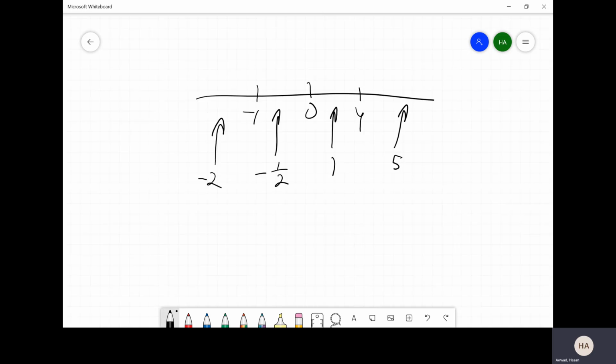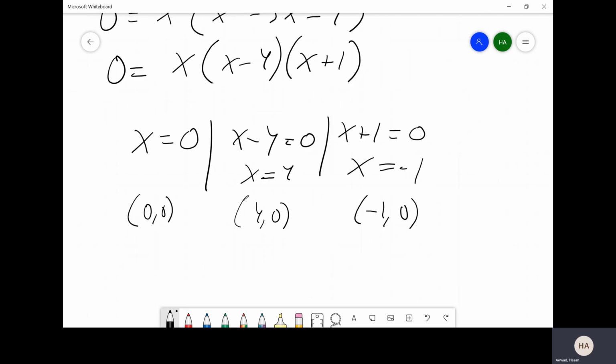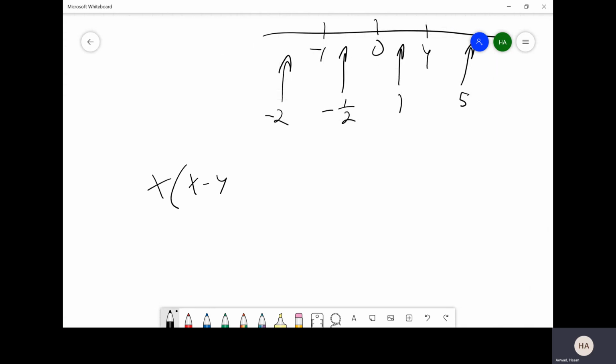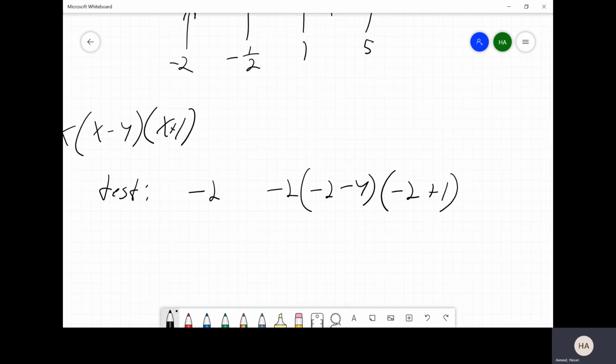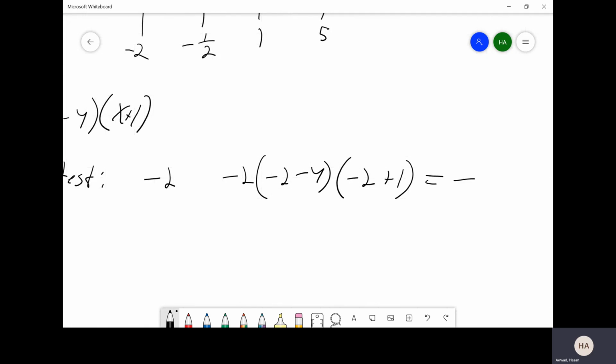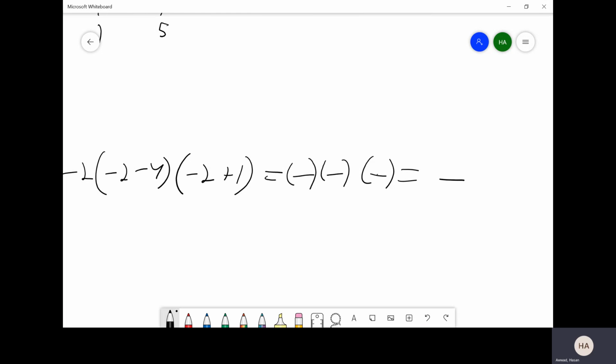So I'm going to plug it into my factored part here, which is x times (x minus 4) times (x plus 1). I'm going to write that again: x, (x minus 4), (x plus 1). And we're going to start testing -2. So that means I'm going to have -2 times (-2 minus 4) times (-2 plus 1). Well, I know -2 is a negative on the outside, times another negative, since -2 minus 4 is negative, and then times a third negative, -2 plus 1. So that gives me 3 negatives all multiplied against each other. And they cancel in pairs, so I'm going to have 1 left over, so I get a negative value.